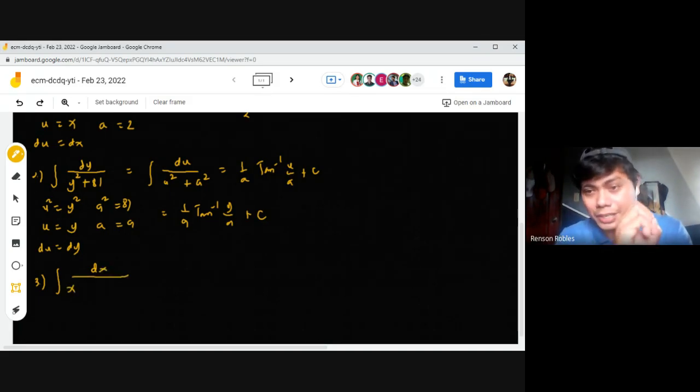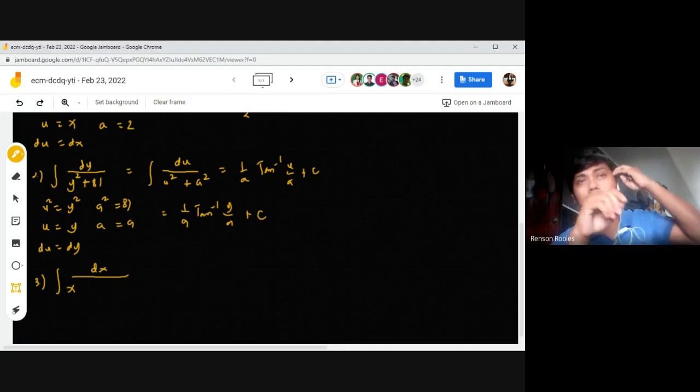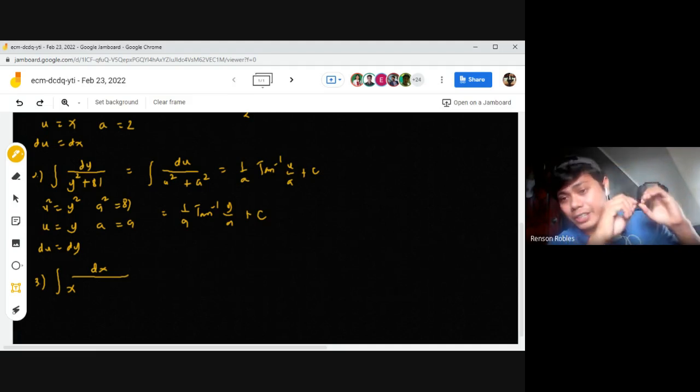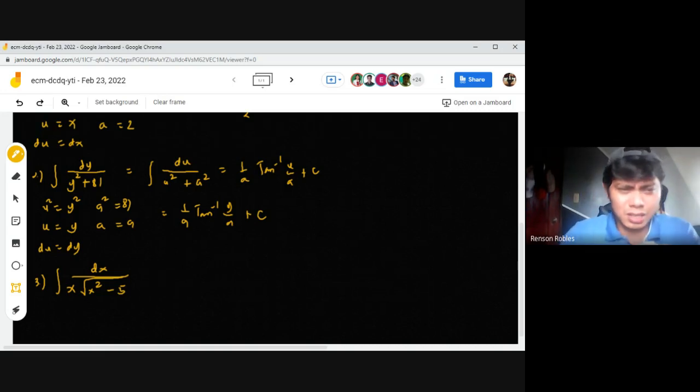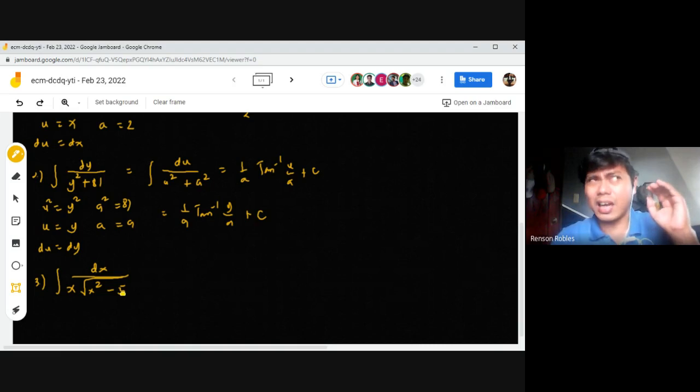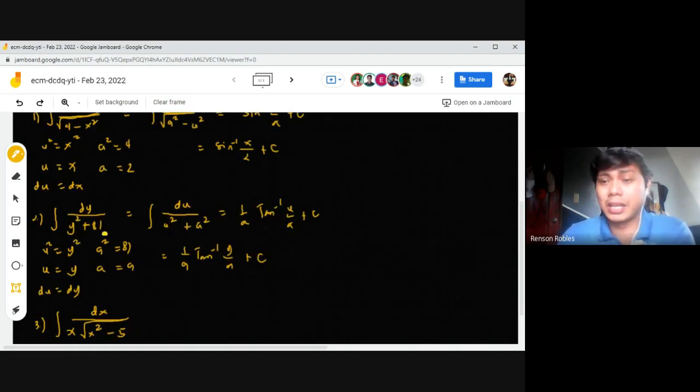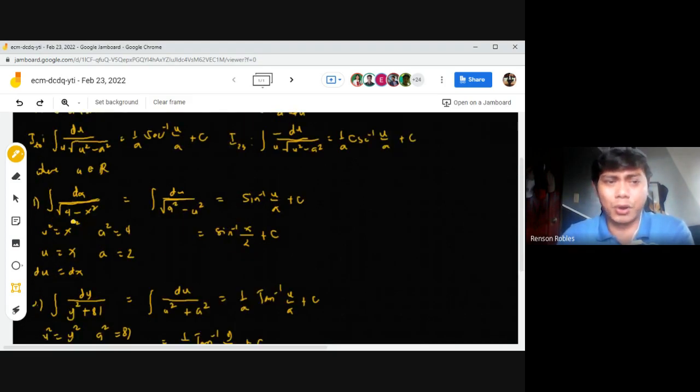Anyway, for this particular set of examples, I will teach you how to easily identify whether an integral will lead to an inverse trig or not. You just have to listen very carefully. So this time we have dx all over x, the square root of x squared minus 5. Sir, this is 5 and it does not have a perfect square root, you cannot extract the perfect square root of 5. Unlike 81, the square root is 9. Unlike 4, the square root is 2.